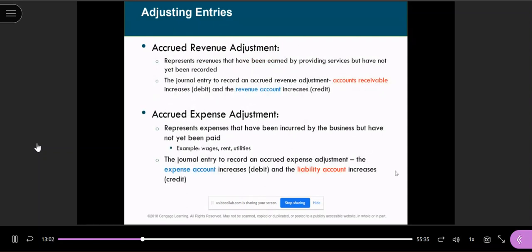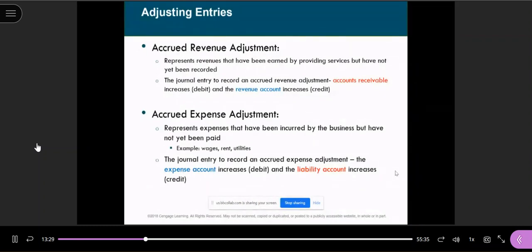We then have two types of accrual entries, and we have an accrued revenue adjustment and an accrued expense adjustment. So an accrued revenue adjustment is exactly what I was just talking about with that landscaping business. We've provided a service, but we need to bill our customers, and we just haven't recorded it yet. So every accrued revenue adjustment is going to increase our balance sheet account, our asset being accounts receivable, and it's going to increase our revenue account.